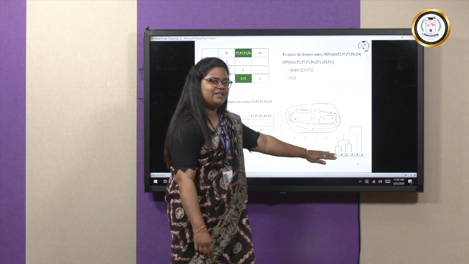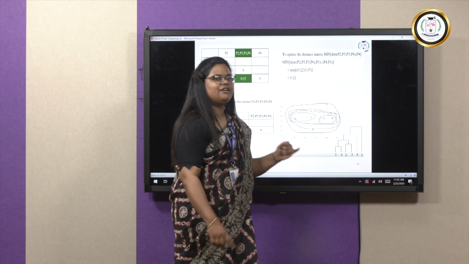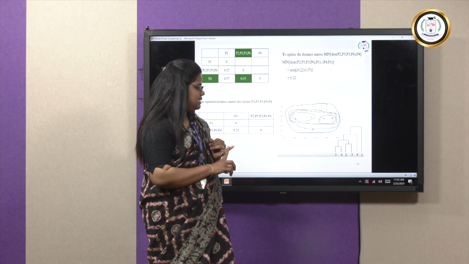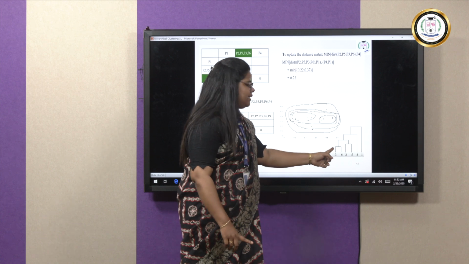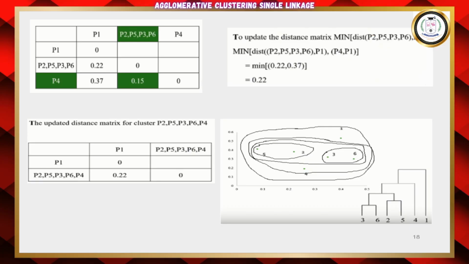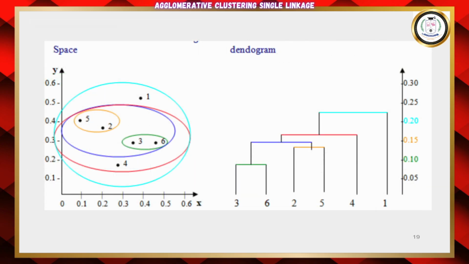So what is the meaning of this dendrogram? 3 and 6 was the first created cluster. Then 2 and 5 joined with that. Then 4 was the cluster which joined with the previous one, and finally the cluster 1 joined with that one. So this is the final cluster.